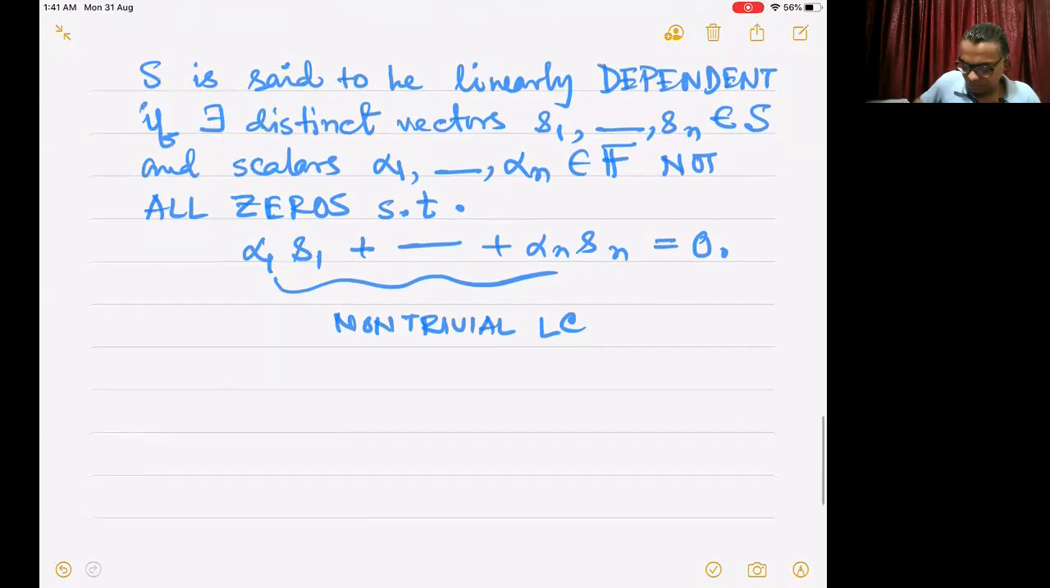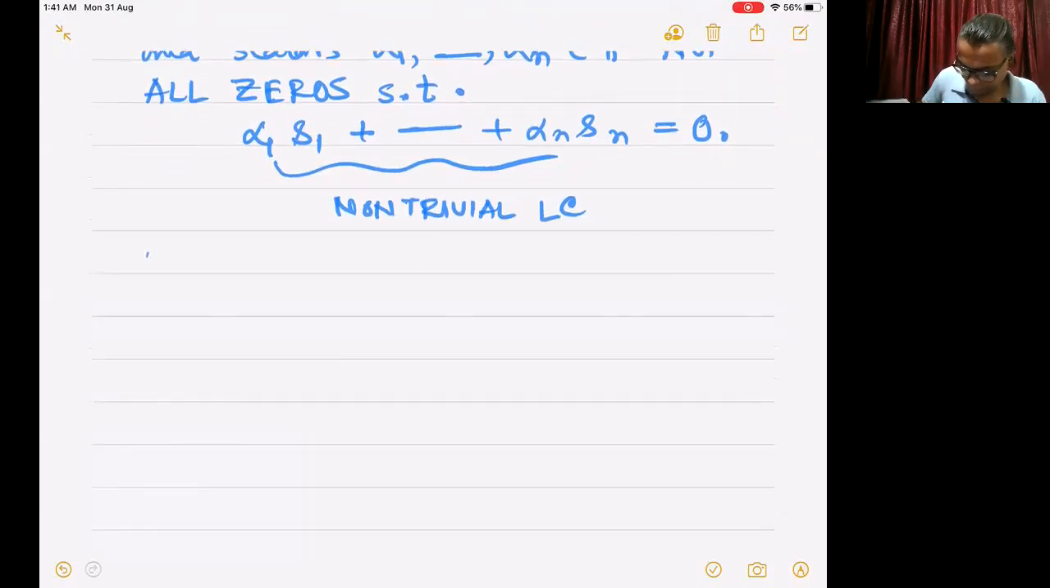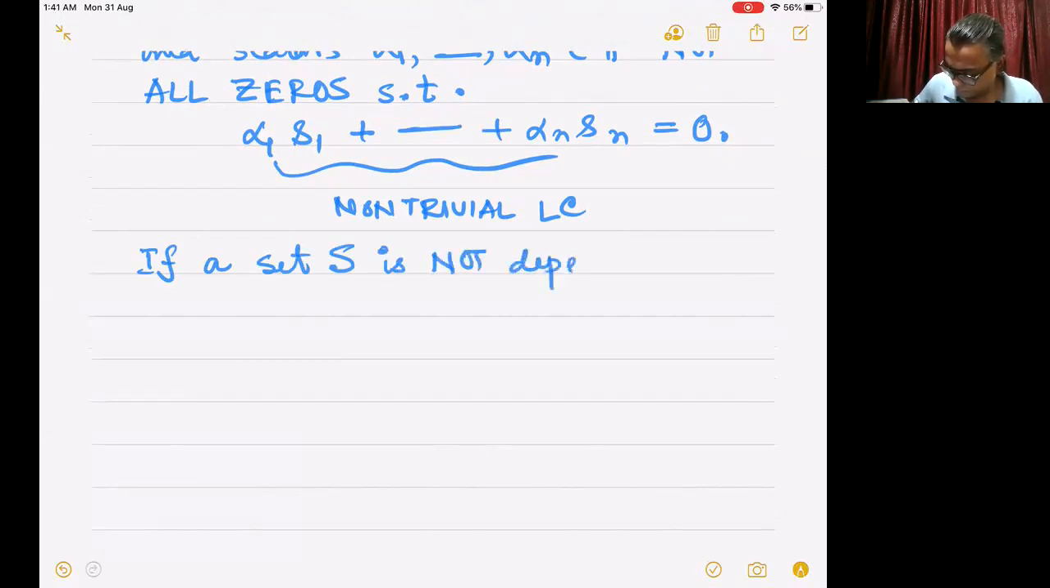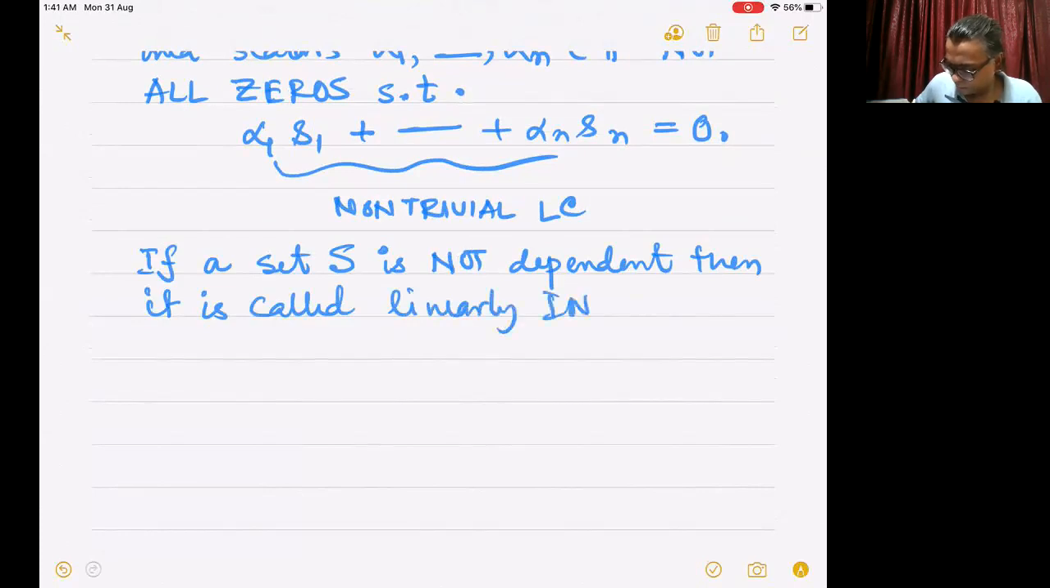Of course, if a set S, once again possibly infinite, is not dependent, then, well, surprise, it is called linearly independent. Big deal.